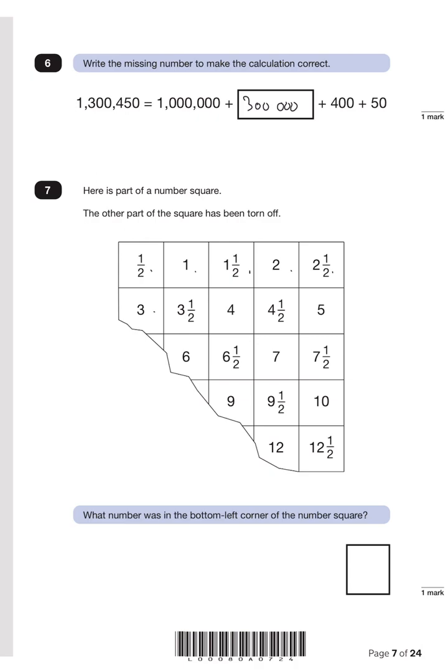So the bottom left is over here. The number before this number is this 10 over here. So we need to add a half to the 10. So it's 10.5.